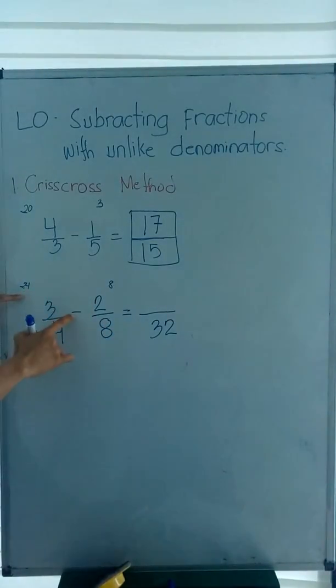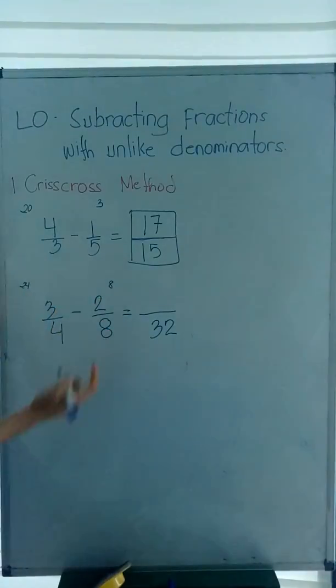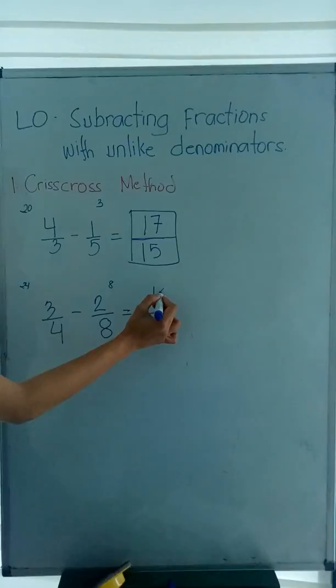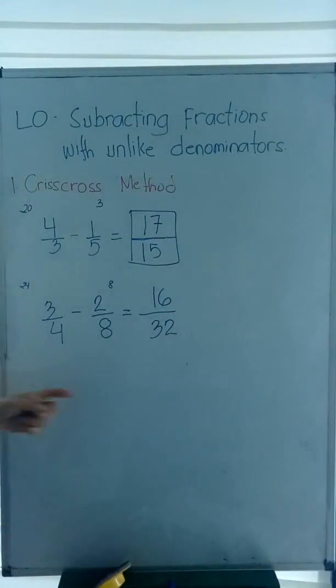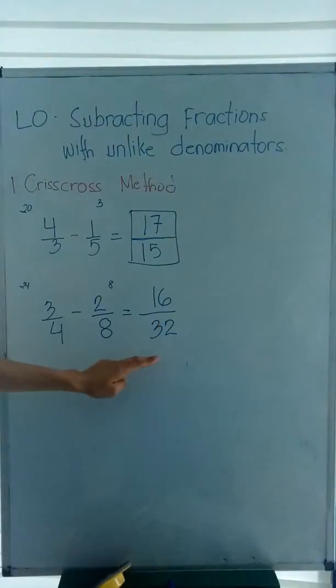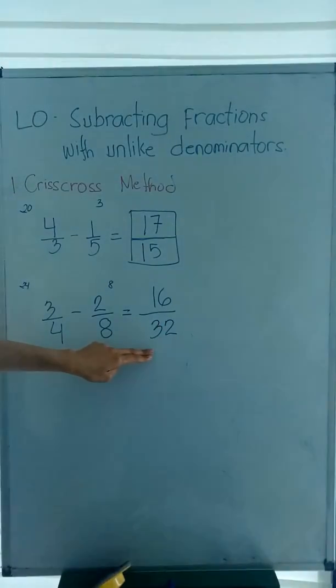Now 24 take away 8. So what's the answer? The answer will be 16. Now look at this, 16 over 32. Yes, this is our answer. But check, it can still be simplified.